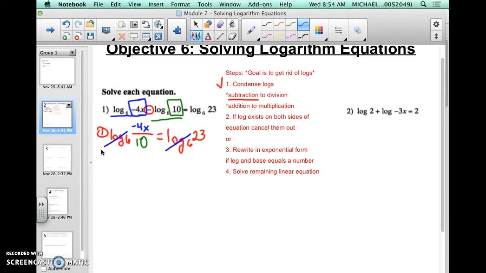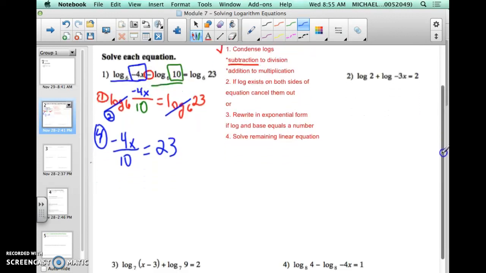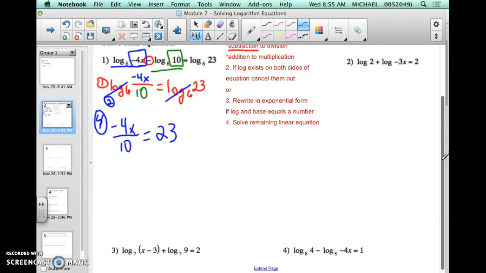I put step 3 down there as well: rewrite in exponential form if log and base equals a number. That's going to be in example 2. So to finish this off, step 4 says to solve remaining linear equations. So I have to write what remains. This was step 2, the blue right there, and then what remains. Step 4, on the left-hand side, I cancel out the log base 6, so I just have negative 4x over 10 equals 23. That log base 6 went away on the right-hand side too. Now I just solve it. And again, the solving part will look different, it just depends on what type of equation you're given. But in this case, there's a 10 in the denominator, so I need to multiply both sides by 10 to get rid of that 10.